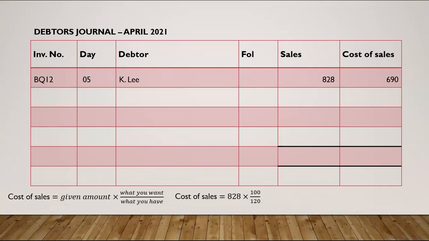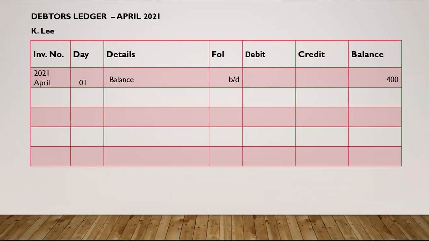I'm not done yet. This 828, I will still need to take it to the debtors ledger, Kylie's debtors ledger. And in that debtors ledger, Kylie will be owing us more because Kylie just bought goods on credit. So let's take it to the debtors ledger of Kylie. And in the debtors ledger of Kylie, we already recorded the 400, okay? So we will increase it.